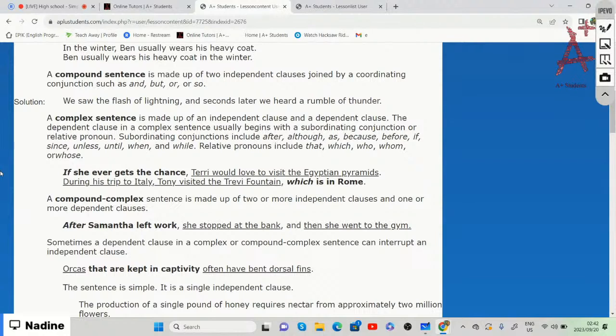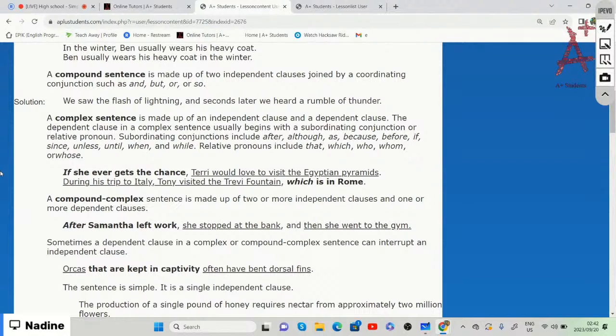Then, if she ever gets the chance, that's a dependent clause, as well as which is in Rome is a dependent clause. And which is in Rome is joined by a relative pronoun. And if she ever gets the chance is joined by a subordinating conjunction. And that is a dependent clause.